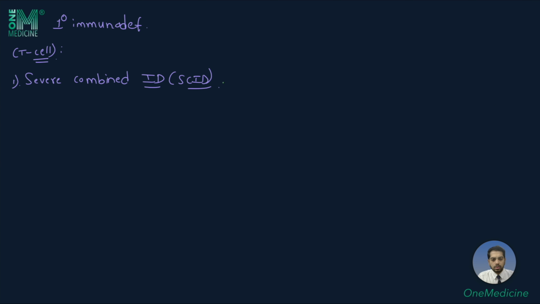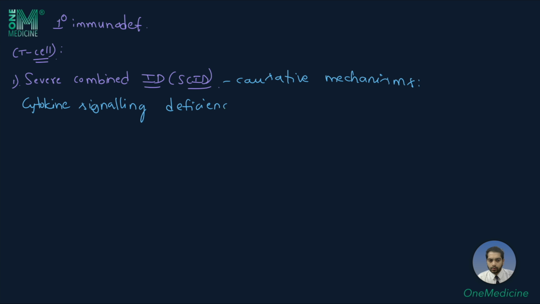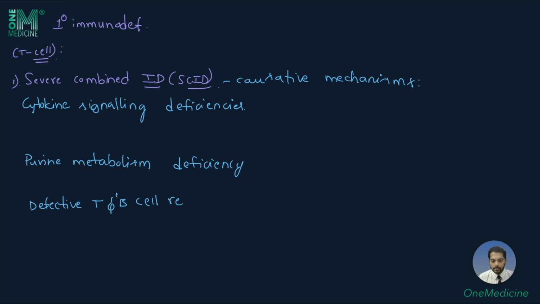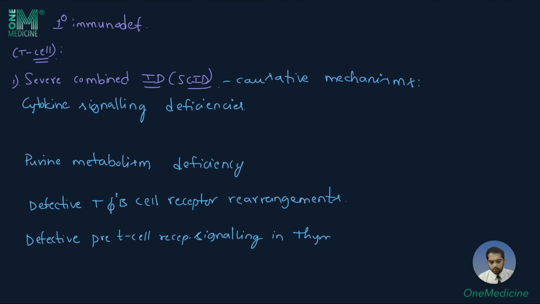There are 5 important causative mechanisms that are implicated: cytokine signaling deficiencies, purine metabolism deficiency, defective T and B cell receptor rearrangements, defective pre T cell receptor signaling in thymus, and reticular dysgenesis.